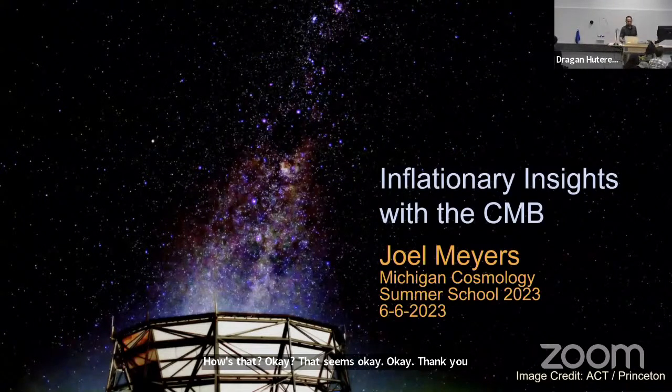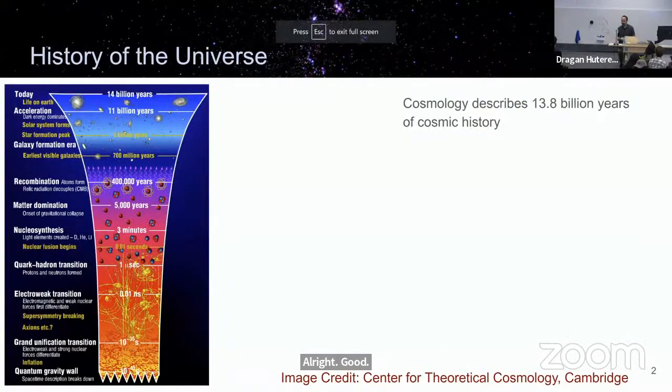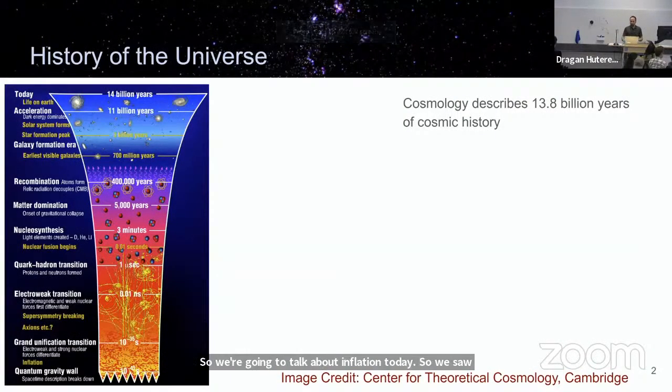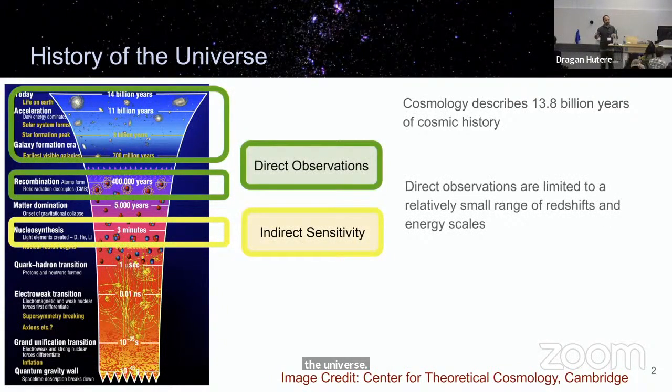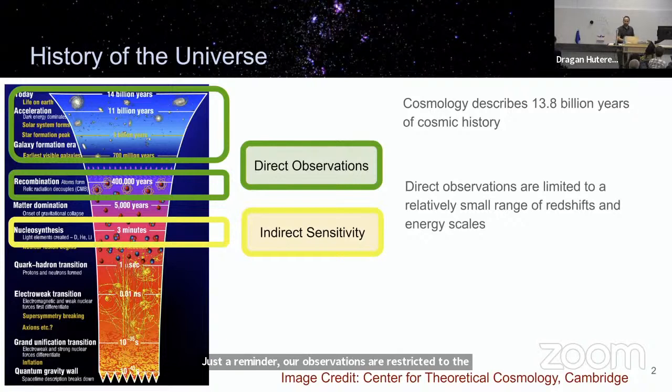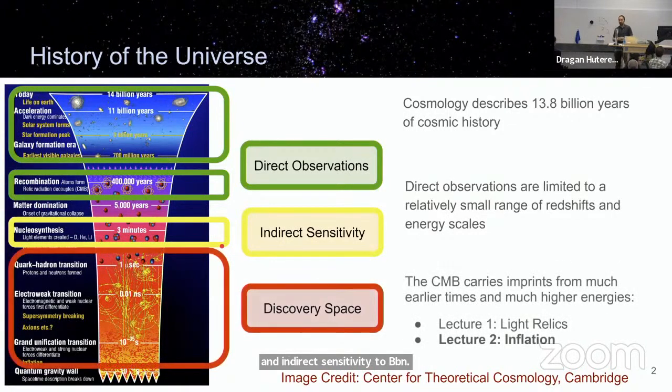So we're going to talk about inflation today. We saw this same plot yesterday. This is the timeline of the universe. Just a reminder, our observations are restricted to the relatively recent cosmic past, with observations of galaxies and structure in the relatively recent universe, observation of the cosmic microwave background, which came to us from about 380,000 years after the Big Bang, and indirect sensitivity to BBN, which I didn't get to yesterday. And we're interested in learning about earlier periods through these observations.